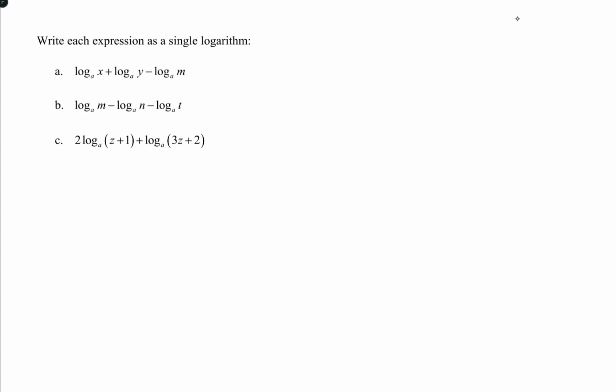Write each expression as a single logarithm. So to take multiple logarithms and combine them into a single logarithm, we have some properties that we generally focus on. And those properties are that if you have two logarithms of the same base that are added, you can combine them into a single logarithm by multiplying their arguments. Or if they happen to be subtracted, you would divide their arguments.